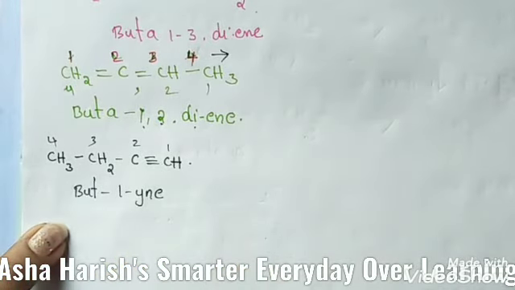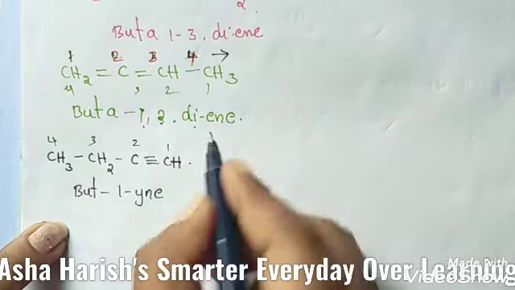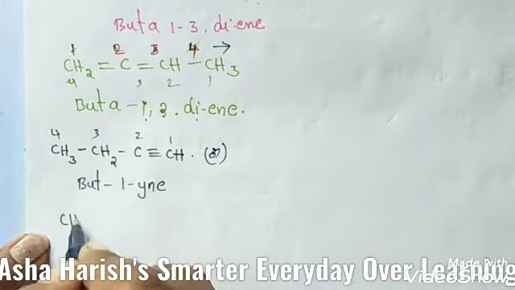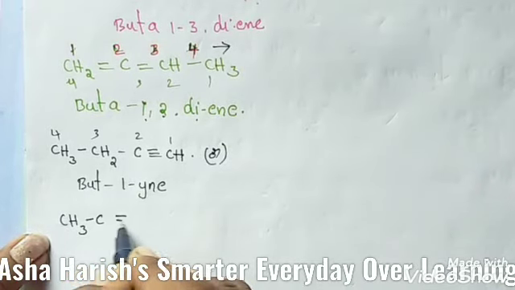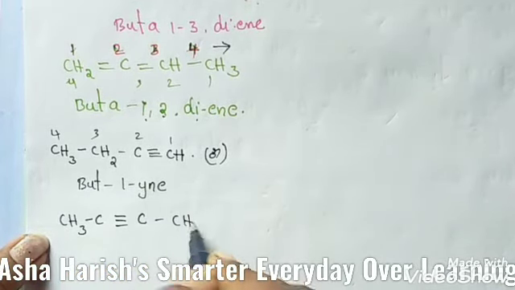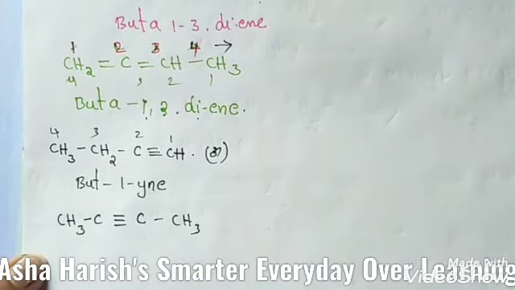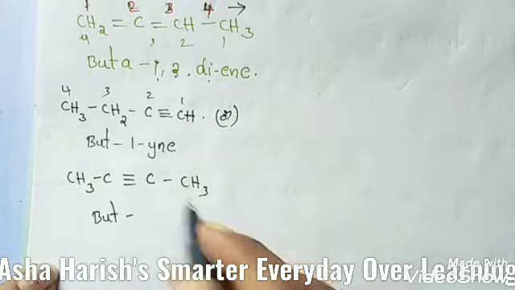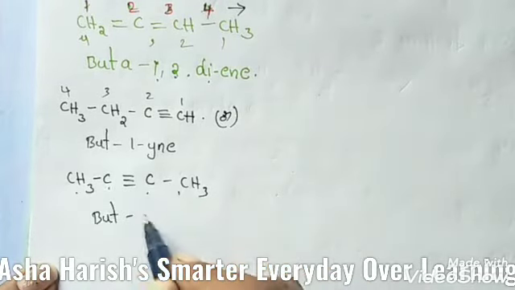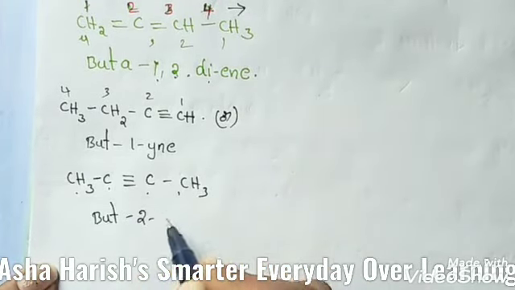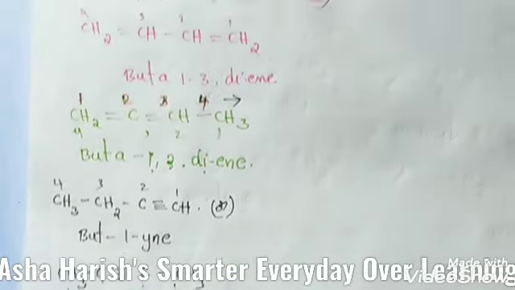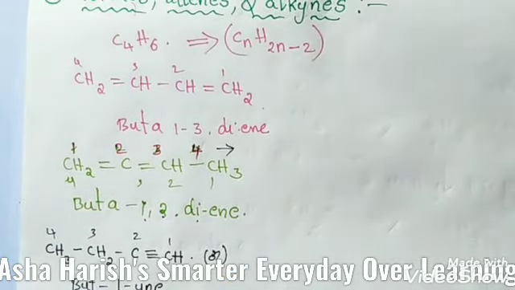...ine is the name of this compound. Suppose the triple bond is located like this: CH3-C≡C-CH3. Then what you have to do is the same: the root word, and the triple bond is at the second carbon, 1, 2, 3, 4. At this second carbon the triple bond is located, so 2-yne is the IUPAC name of this compound. This is about dienes, allenes, alkynes.